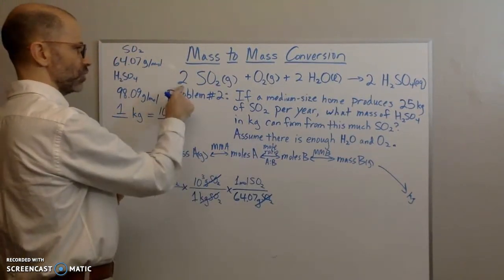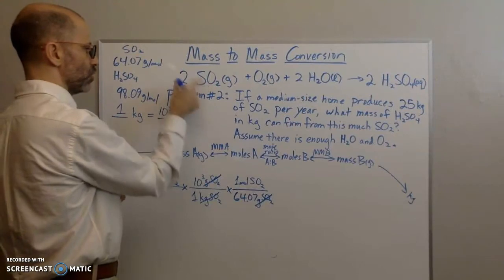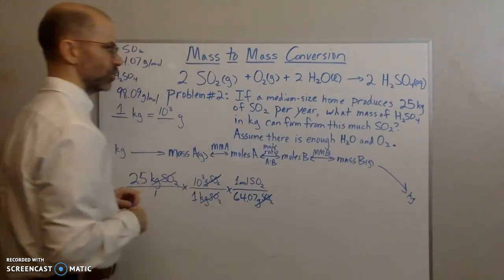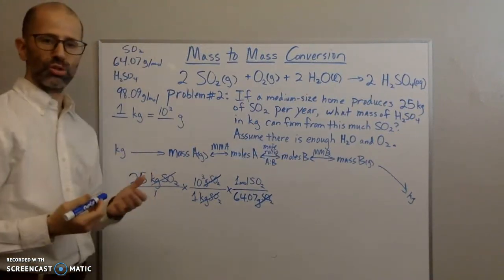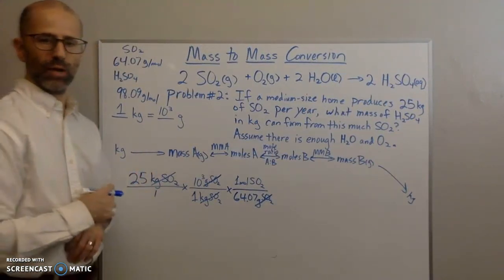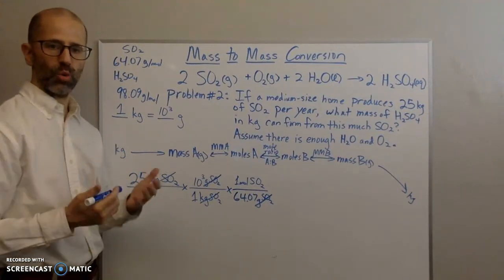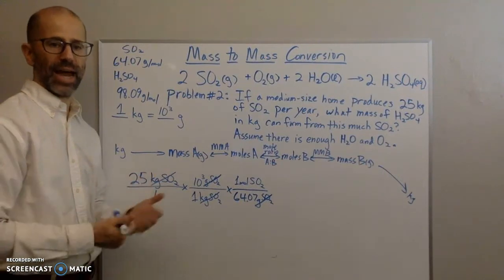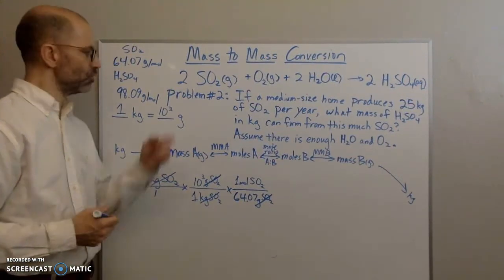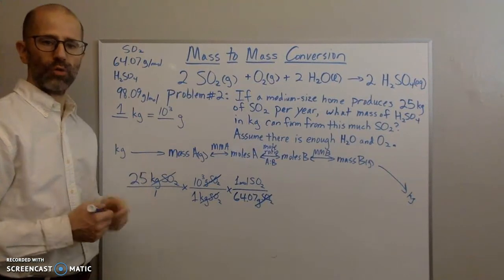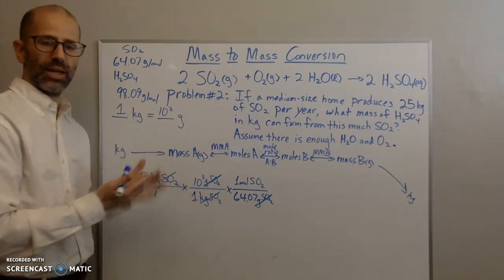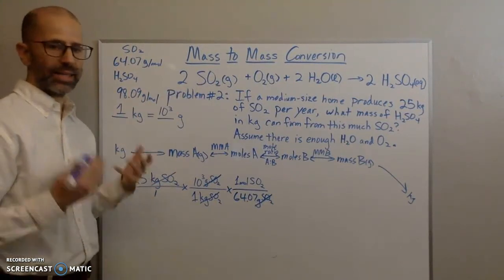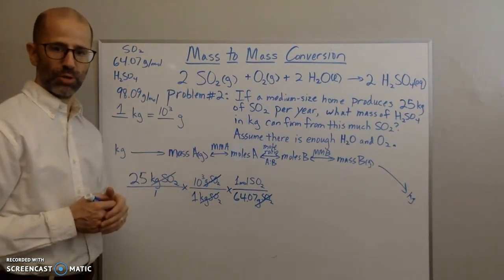So the coefficients are going to be the mole ratio. So 2 moles of SO2, 2 moles of H2SO4. So I'm going to just use the coefficients. Now you might want to simplify and go 1 to 1, but I stay away from that because when you simplify, that's an added step that you might make a mistake. So just use the coefficients in the equation and you won't make a mistake, right? So they're there for a reason, so use them. Let the calculator do all the simplification for you.